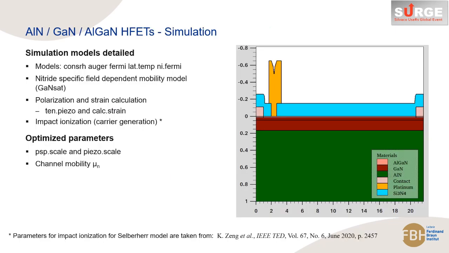For this example, we modeled the off-state characteristics of aluminum nitride GaN AlGaN HFET. For the simulation, we used the following physical models: the concentration-dependent Shockley-Read-Hall recombination, Auger recombination, Fermi-Dirac carrier statistics, nitride field-dependent GaN-SAT mobility model, the Selberherr impact ionization model for carrier generation, polarization and strain calculation for two-dimensional electron gas simulation. The simulation fitting to the experimental measurements needed parameters optimization: polarization and strain scaling parameters, and the channel mobility.